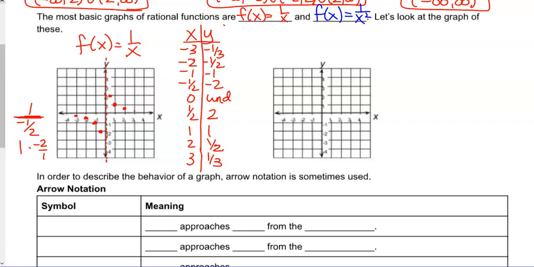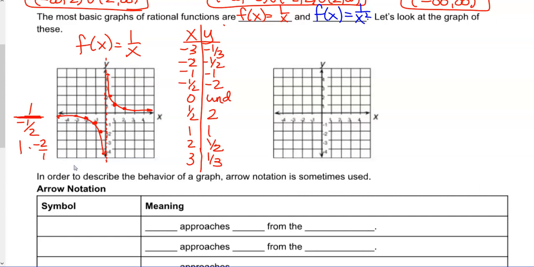So we have graphs that look like this, okay? And in the end, it's going to look something like this, where, as I go to -infinity and +infinity, those numbers are going to get really, really, really, really small.